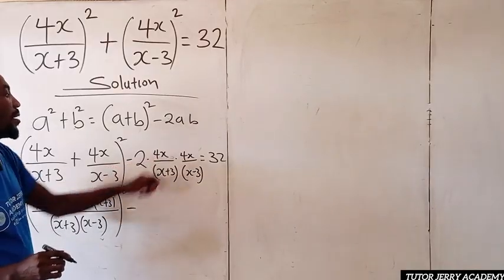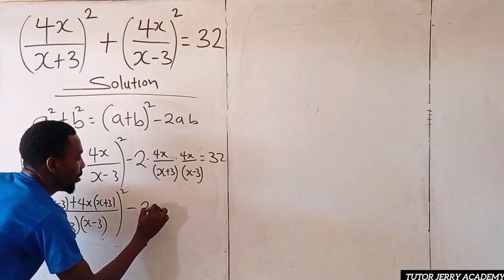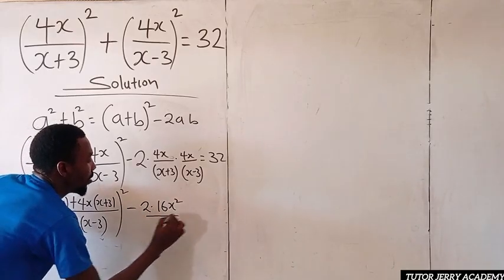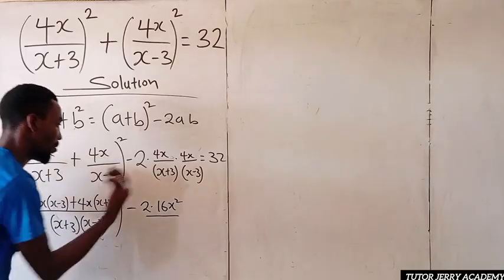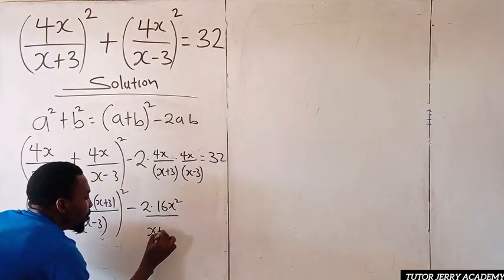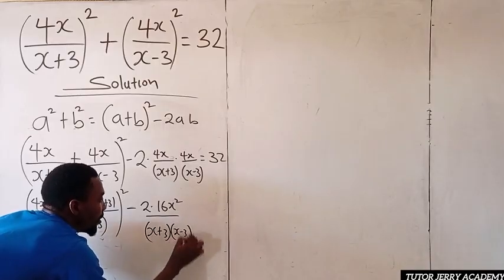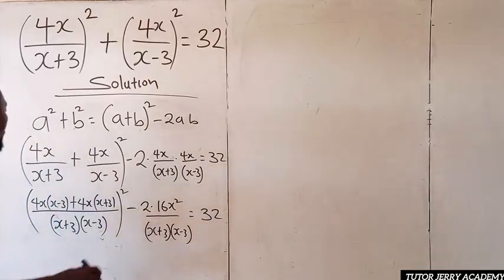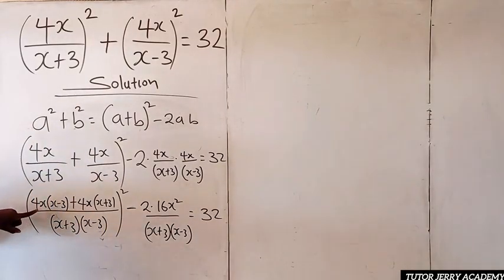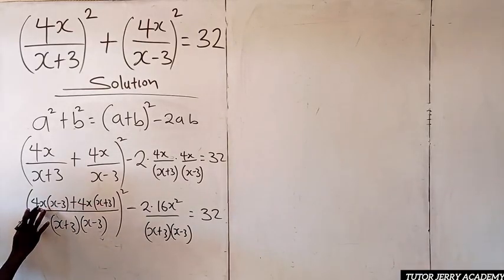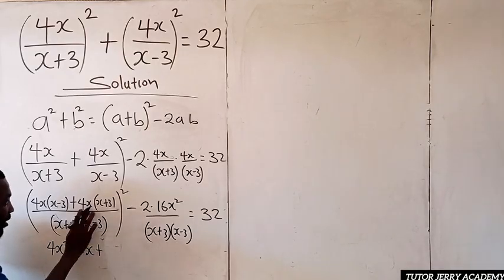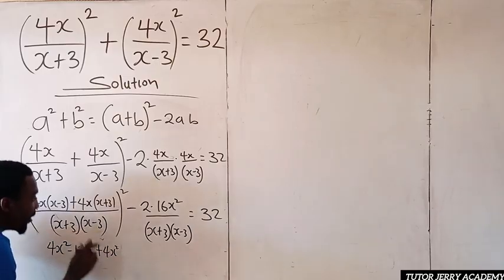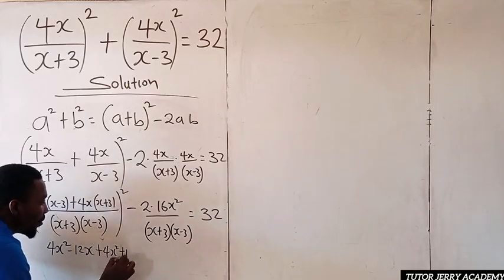So 4s multiplied by 4s, that is 16. So we are going to have 2 multiplied by 16s squared all over, before we use the difference of two squares, let's just take it as s plus 3 into s minus 3 equals 32. All right. So now we can clear the bracket here. We are going to have 4s multiplied by 4, that is 4s squared. Multiplied by 3, that is minus 12s. Then plus 4s multiplied by this, that is 4s squared. Then 4s multiplied by 3, that is 12s.